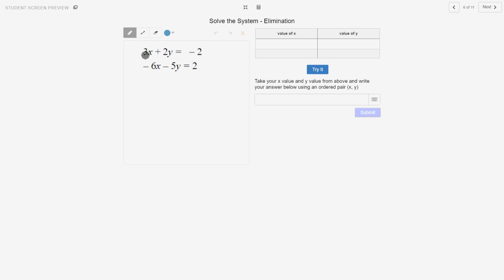I'm looking at my x's because I noticed a 3 and a 6, and I know 3 times 2 gives me 6. So what I'm going to do is multiply that top equation by 2. And I'm going to have to multiply every single term by 2. And that's going to give me 6x plus 4y equals negative 2. And I'm just going to write the other equation directly below it.